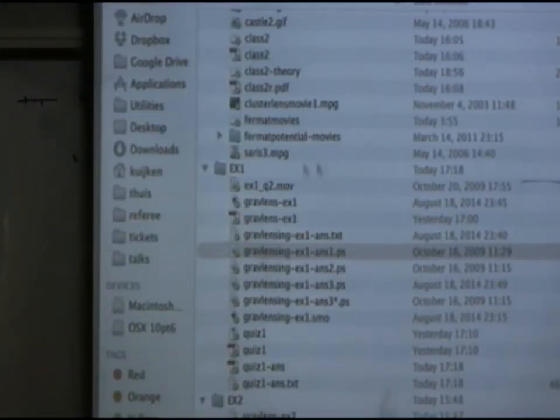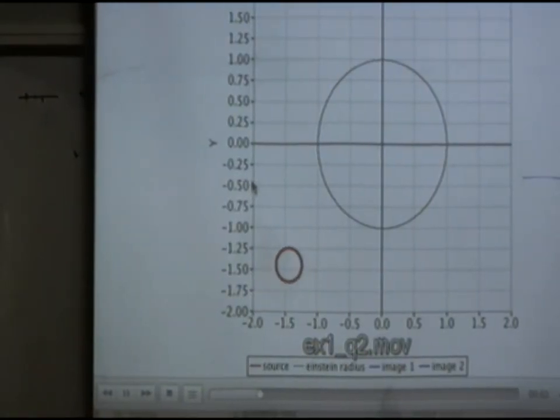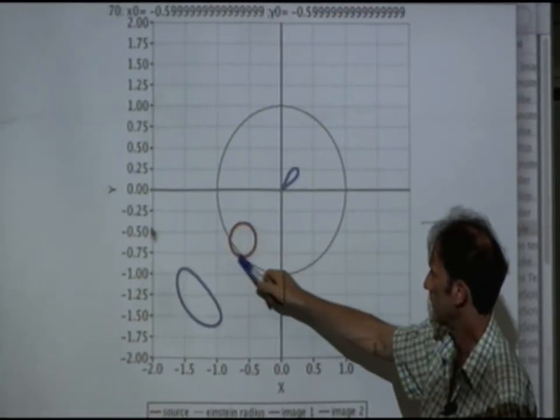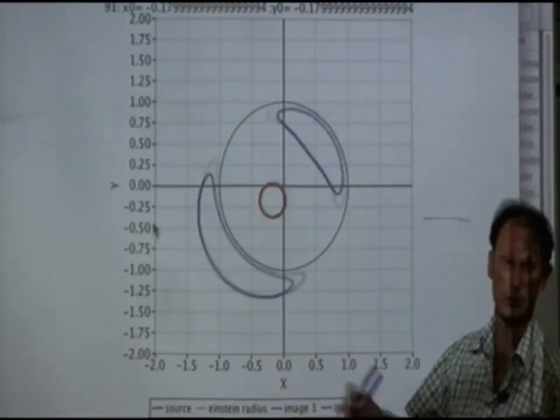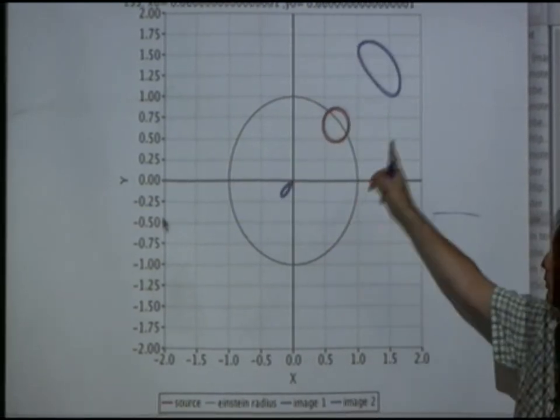I can also show you a little movie that shows what happens when you move the source. This is the Einstein ring. This is where the source is. The blue is the images that you actually see. The source is in red, what you would see when there was no lens, and blue is what you actually see.